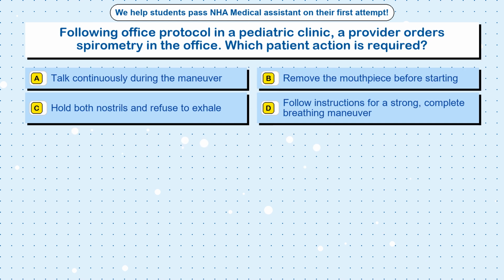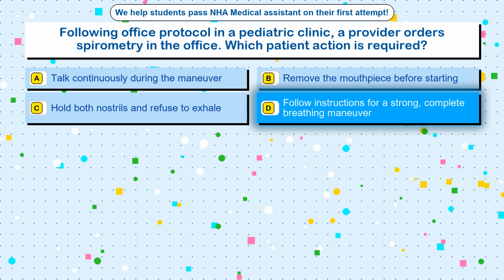Question 55. Following office protocol in a pediatric clinic, a provider orders spirometry in the office. Which patient action is required? Option A. Talk continuously during the maneuver. Option B. Remove the mouthpiece before starting. Option C. Hold both nostrils and refuse to exhale. Option D. Follow instructions for a strong, complete breathing maneuver. The correct answer is option D. Follow instructions for a strong, complete breathing maneuver.